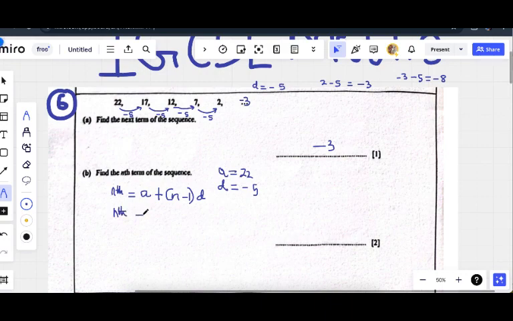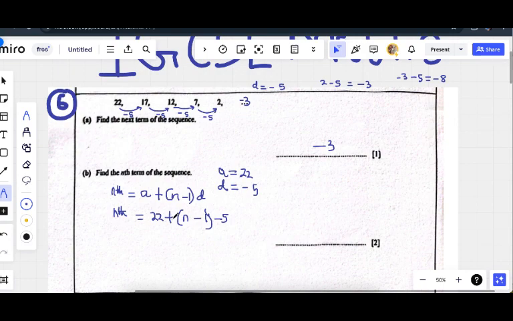N term is equal to A, which is 22, our first term. You put 22 here, plus, then you open the bracket. You don't know N, so write it down the way it is: N minus 1, close the bracket, then multiply it by D. D is negative 5, so I put negative 5 in place of D. Then I'll use this negative 5 outside the bracket to multiply inside this bracket.